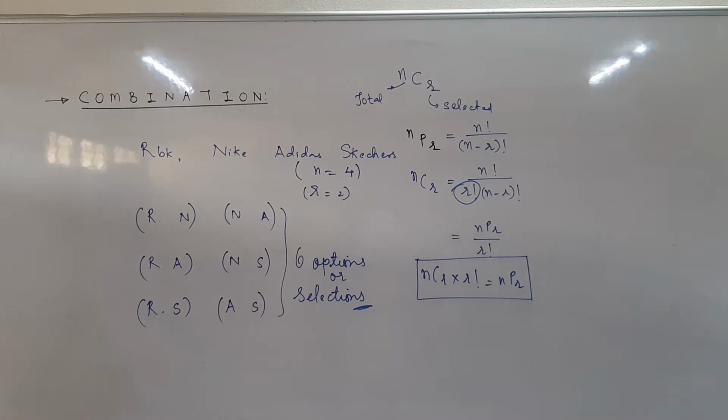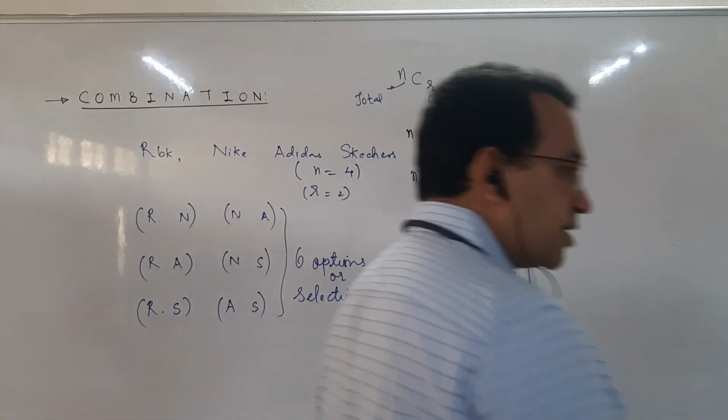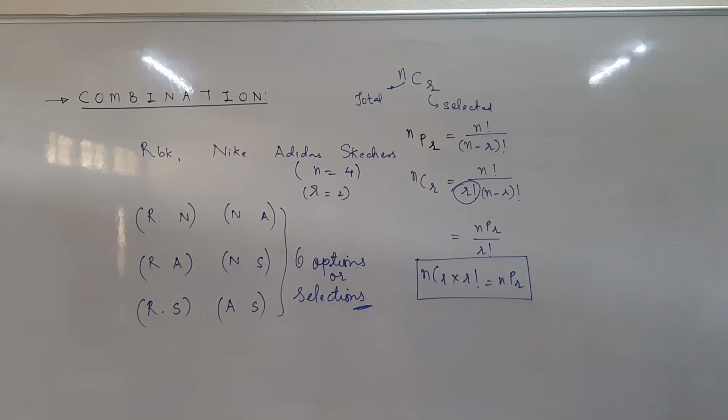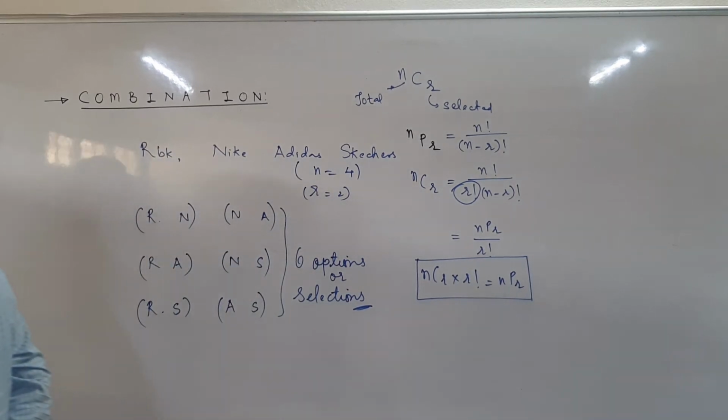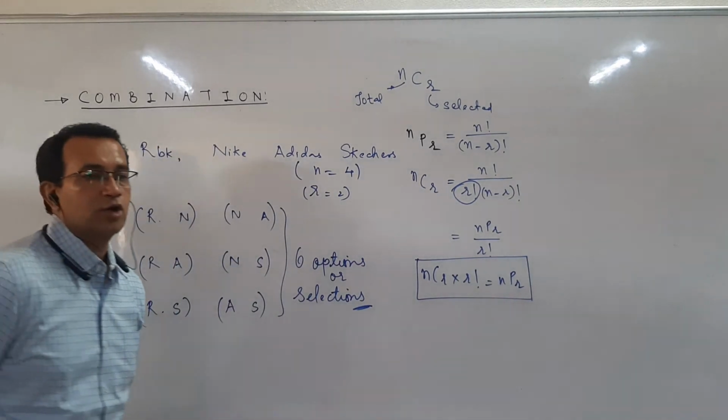So in permutation, the order of things is important. The order in which you arrange the items is important. 2, 4 is the number 24, but if we interchange the digits, the number changes to 42. But here, Reebok and Nike and Nike and Reebok mean the same selection. So in permutation, the order in which the items are arranged is very important. In combination, the order in which you select the items is not important. Word order is important for permutation. Word order is not important for combination.